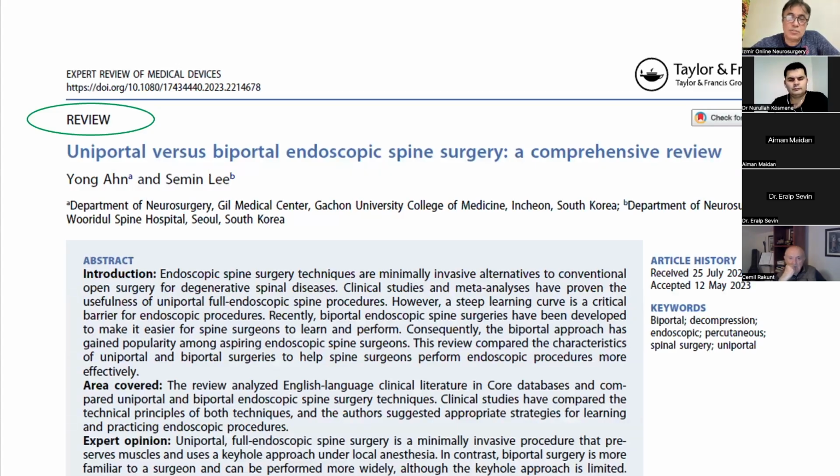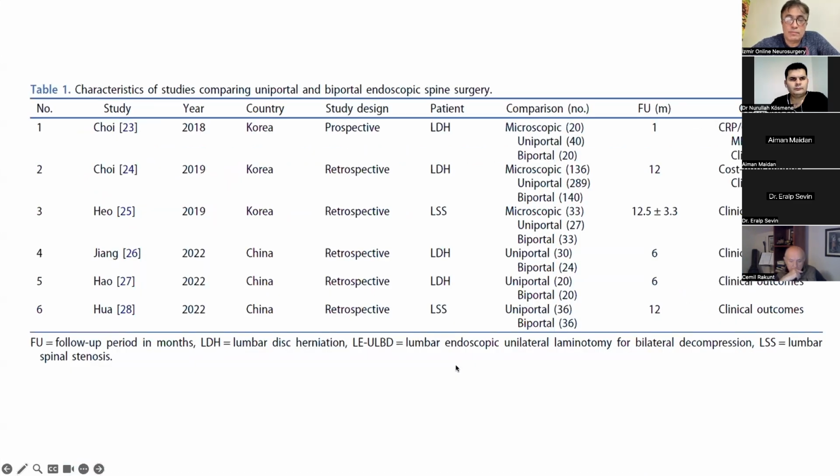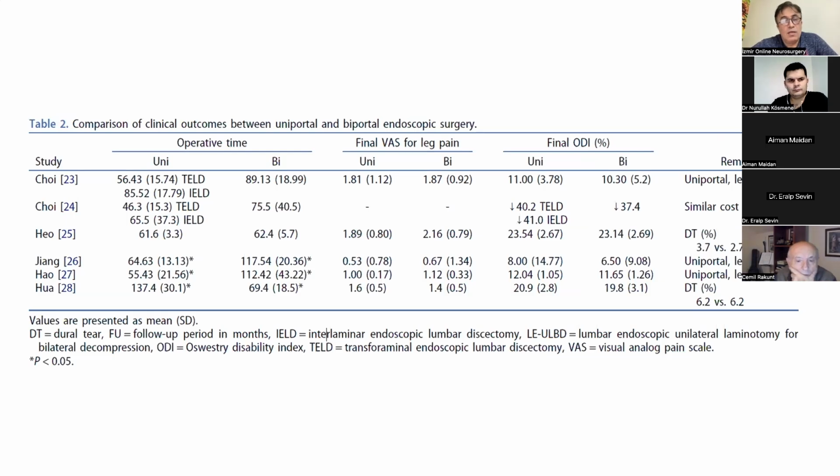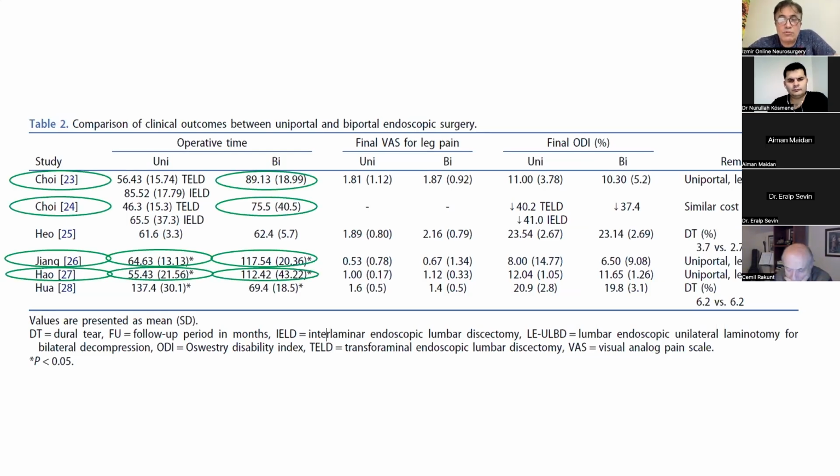Our last publication is a review from Korea and was published in 2023. All 6 articles evaluated were in English. However, 2 of them were on stenosis and the remaining 4 were on disc surgery. In all articles, biportal endoscopic surgeries took longer.